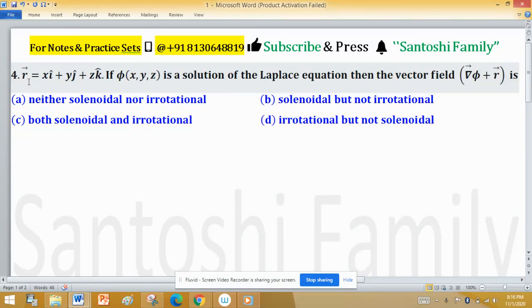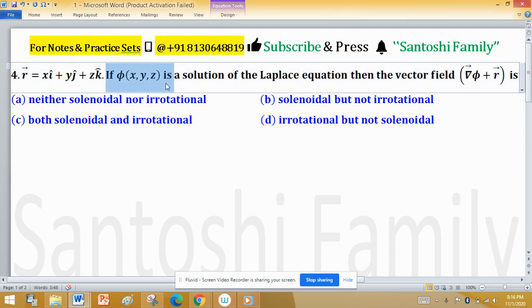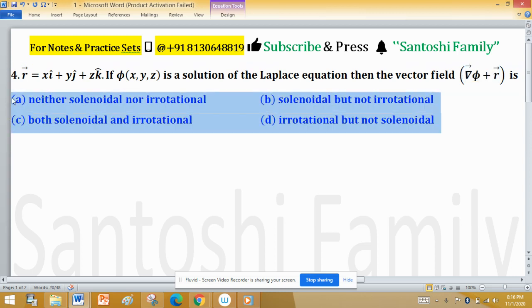r equal to x i hat plus y j hat plus z k hat means r is a position vector in a rectangular coordinate system. If phi is a function of x, y, z and is a solution of the Laplace equation, then the vector field defined inside the bracket is solenoidal or irrotational. All these four options are telling about either solenoidal or irrotational.